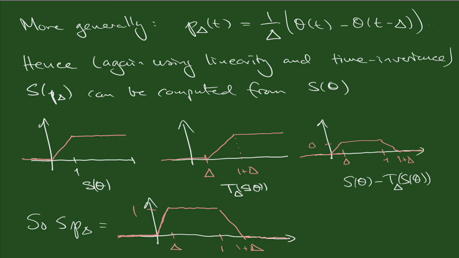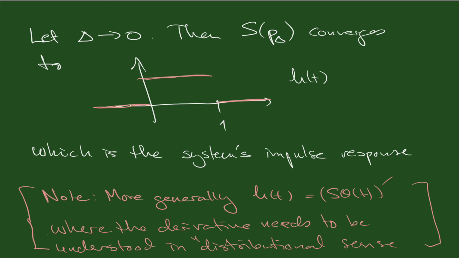So in the limit as delta tends to 0, what we get is just a function that looks like this: 0 as t is negative, 1 when t is between 0 and 1, and again 0 when t is bigger than 1. And that must be the system's impulse response.